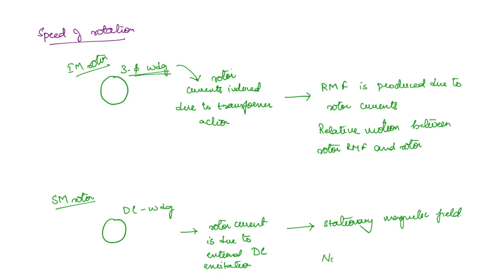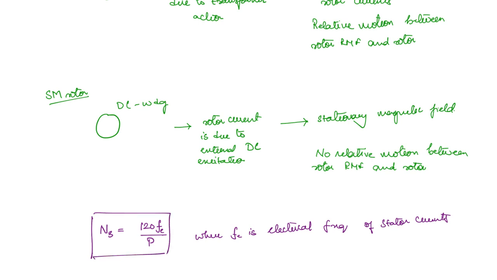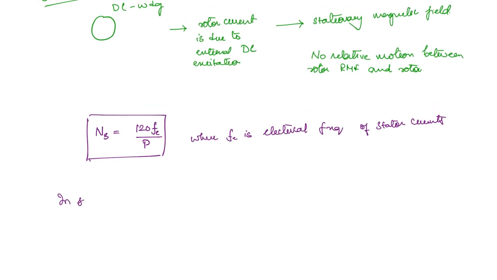Now we make this a rotating magnetic field by moving the rotor. So there is no relative motion between rotor RMF and the rotor. Whatever will be the speed of the rotor, that will be the speed of the RMF. Now we already know that the synchronous speed is given by 120 Fe by P, where Fe is the electrical frequency of stator currents.